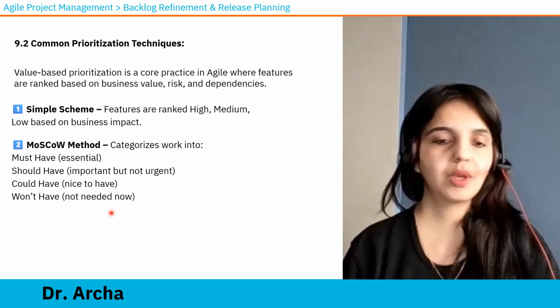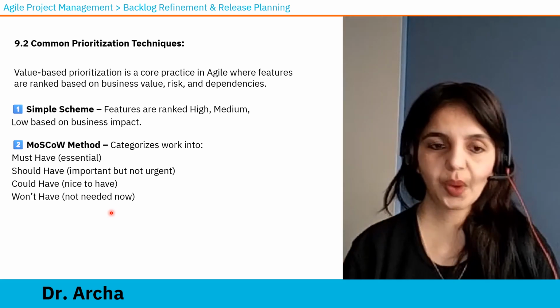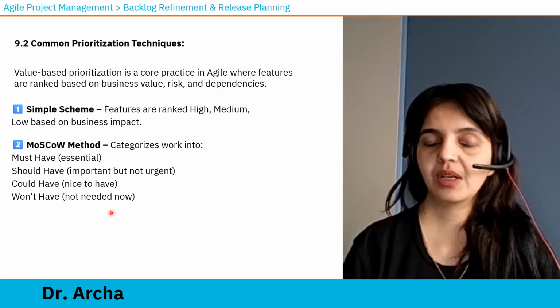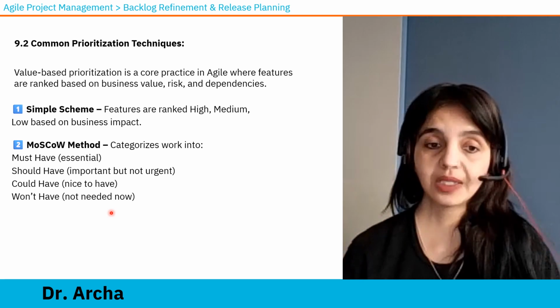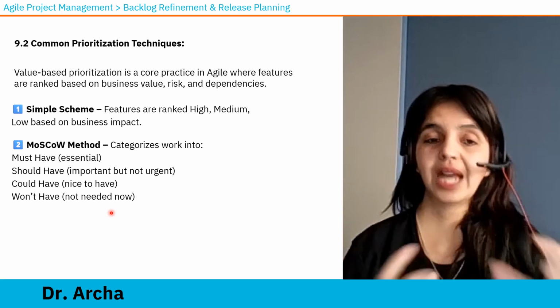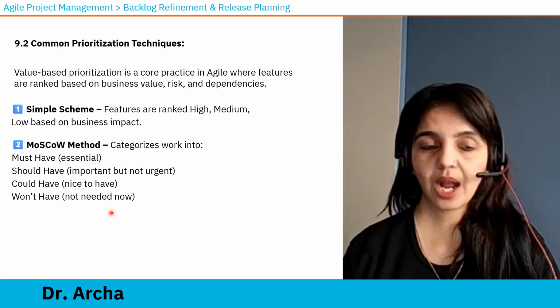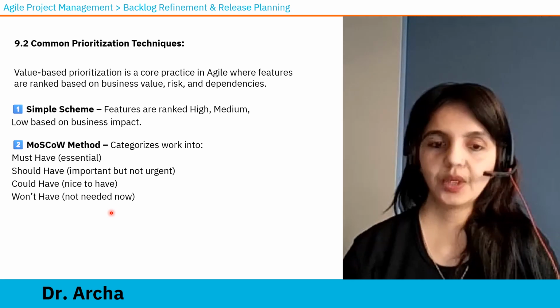And won't have is that, okay, we don't need it right now, we don't need to boil the ocean, we will not be developing it right now. So these are the 4 quadrants we discuss with the team, and we prioritize, we categorize all the product backlog items into these 4 categories. That is your MoSCoW method.